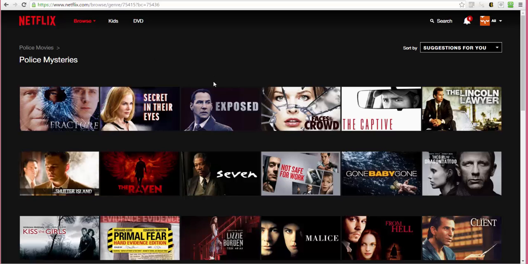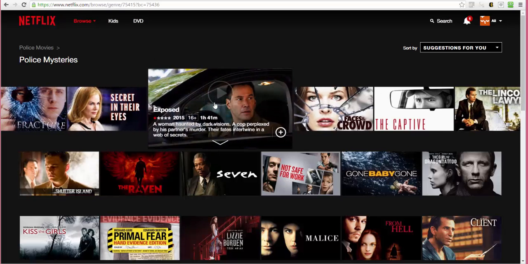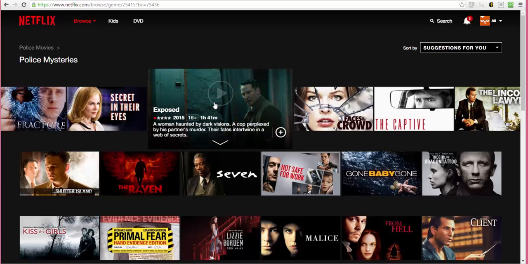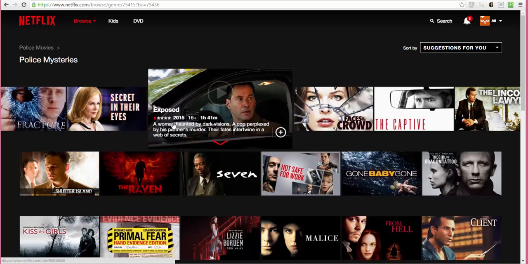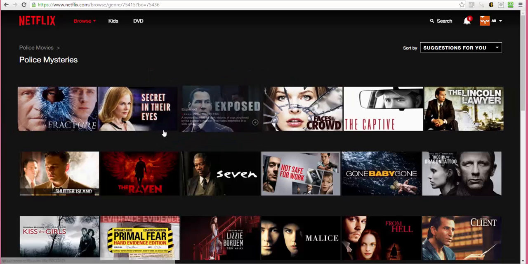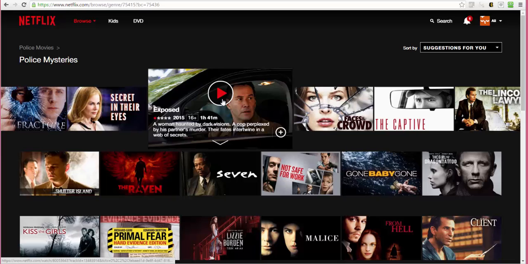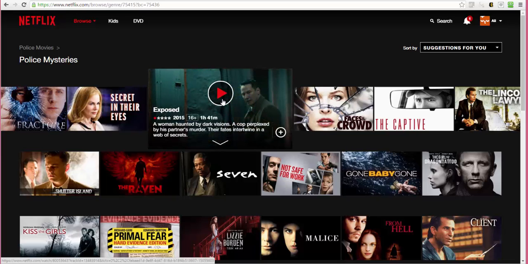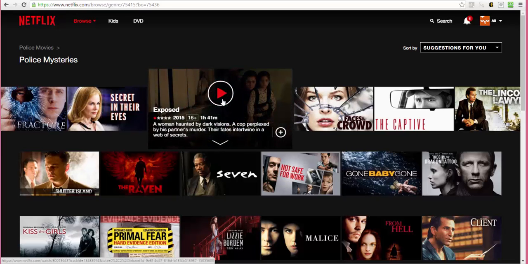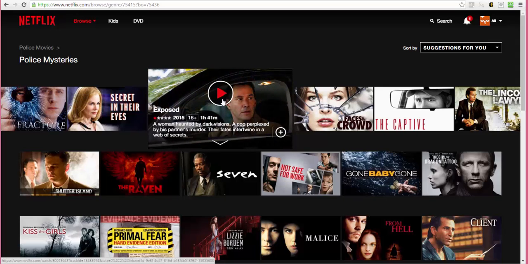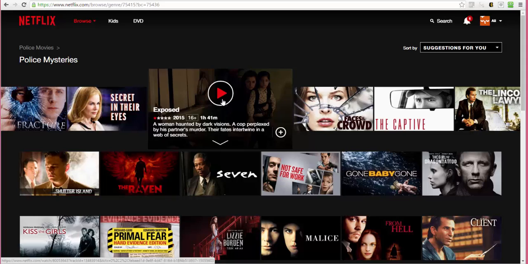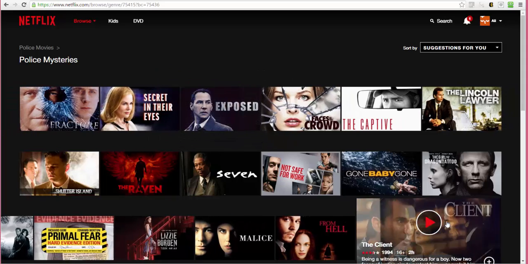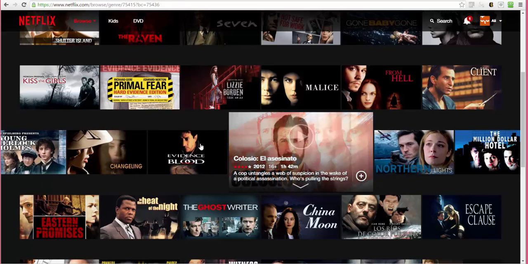Now, whenever you put your mouse on top of that movie or TV show, it's going to tell you the plot of the story. So a woman haunted by dark visions, a cop perplexed by his partner's murder, their fates intertwined in a web of secrets. So I would use this plot to create another plot. So I would look at this and then think of how I can create a plot around this one. Then you just keep moving down and looking at other plots.